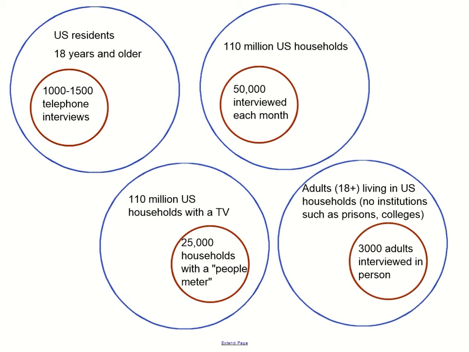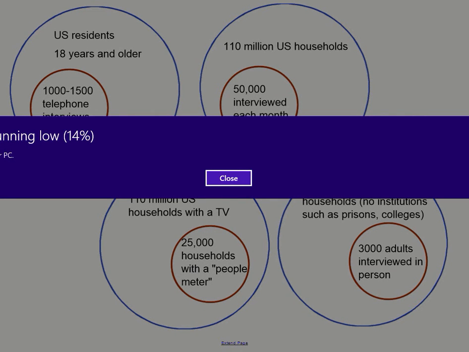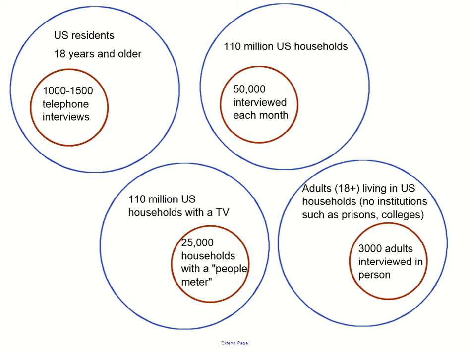For example 1.6, the population is the more than 110 million U.S. households, and the sample is the 50,000 households that were actually interviewed. For example 1.6 for our TV ratings, well, population is all the people that have television, and the sample is, well, the people with a meter. And for the last one, 1.7, for the General Social Survey, our population is all the adults living in U.S. households, and then our sample is really only the people who were interviewed in person.